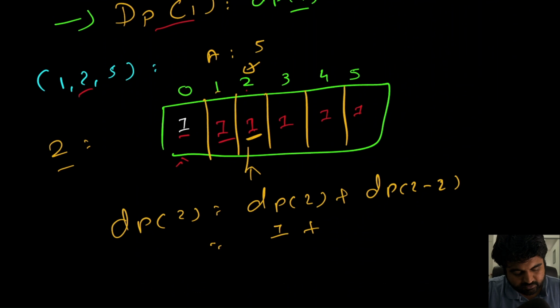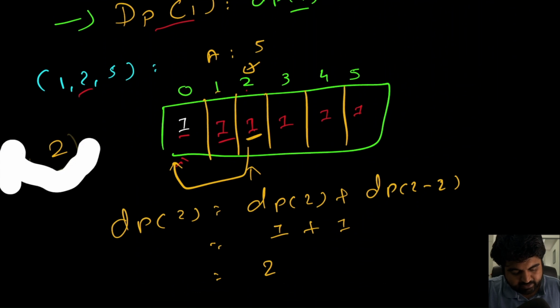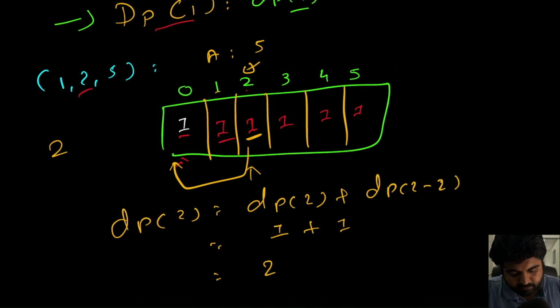Plus we will also check it over here. So now we have 1. Notice now we have two distinct ways to generate value number 2, and we are dealing with coins 1 and 2 possibilities. So in this case this value is going to become 2.